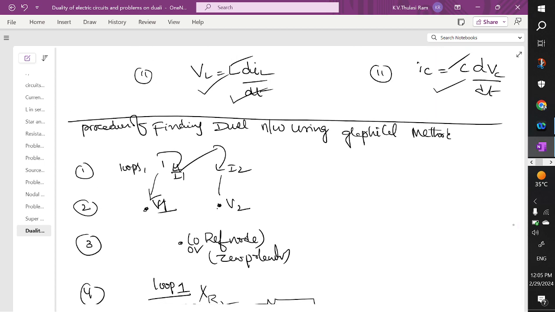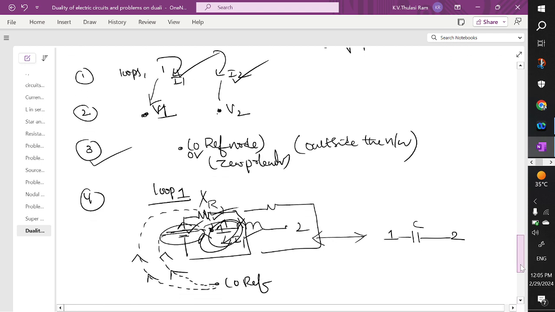First, identify the individual loops of the network. Second, replace the individual loops with a node, node 1 and node 2. Third, mark a reference node, and this reference node is drawn outside the network. Fourth, you have already identified loop 1.